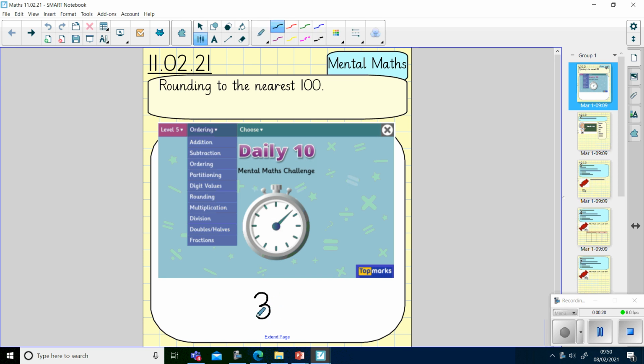So if you had 347, we are thinking about the tens digit. If that digit is 1, 2, 3 or 4, we round down to the hundred before. And if it is a 5, 6, 7, 8 or 9, we would round up to the next multiple of 100. So bear that in mind when you come to answer the questions this morning.